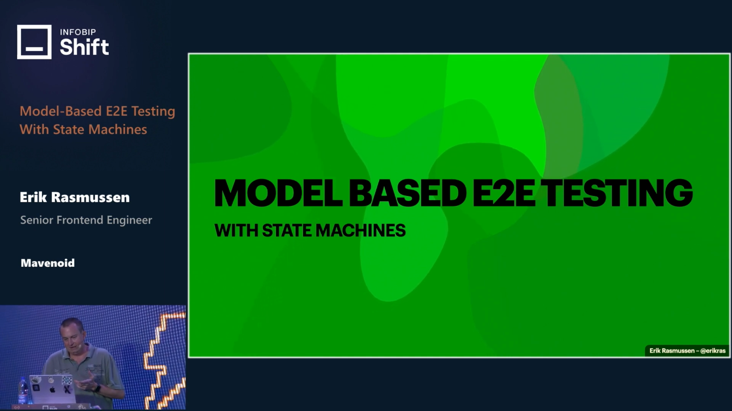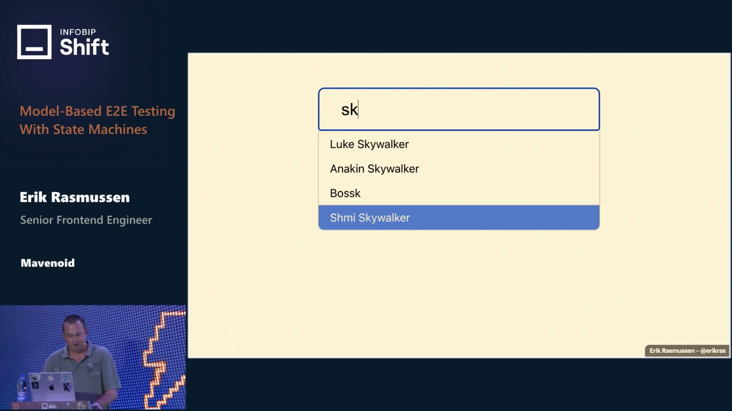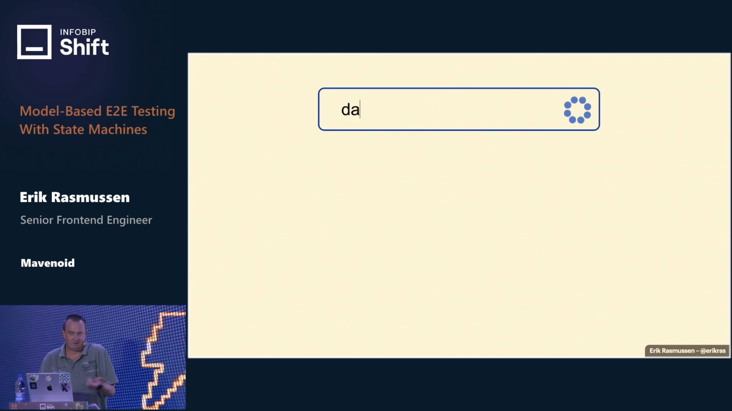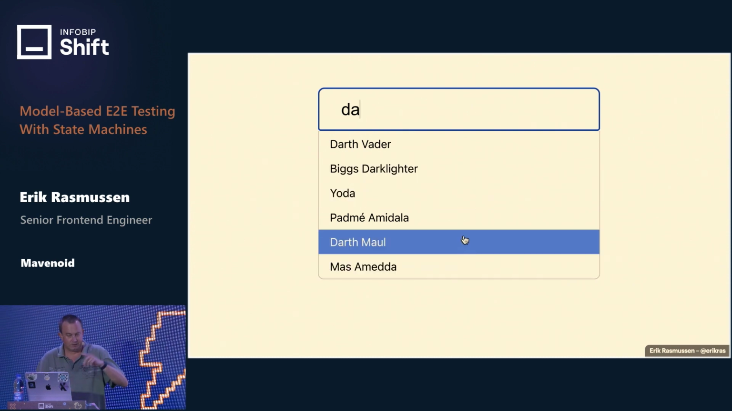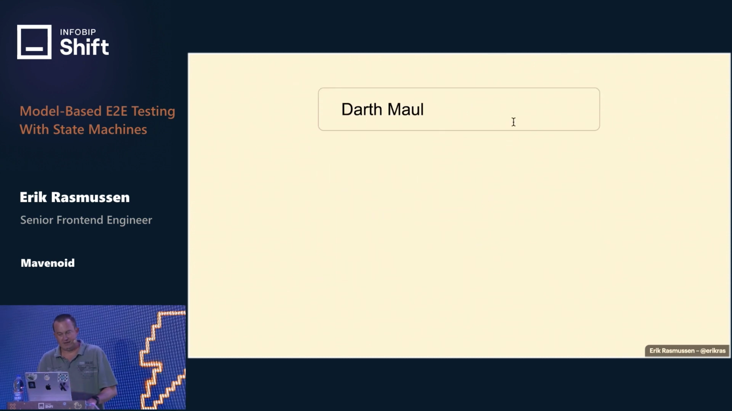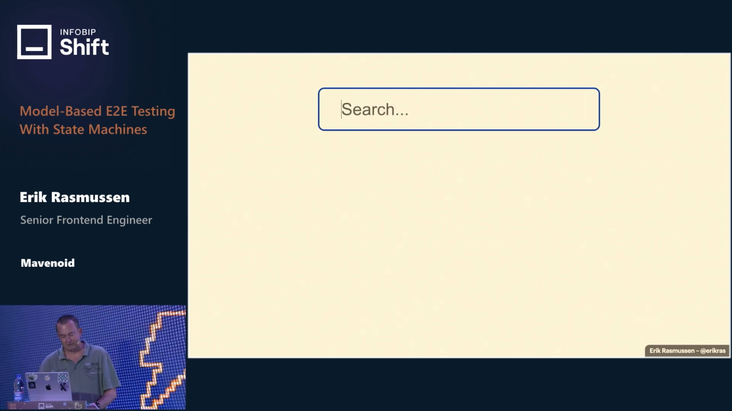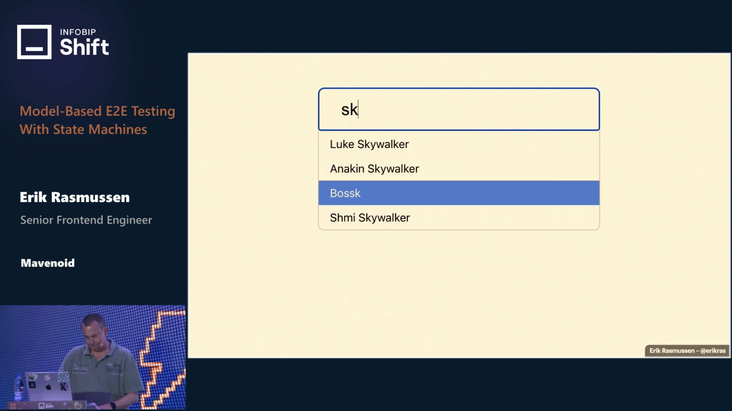So the application that we're going to be testing is this autocomplete selector thing that we've all seen 1,000 of, where you type in your query, there's a little spinner while it's checking with the backend, and then you can arrow down or you can use the mouse to select the item, and then it gets set in the input.